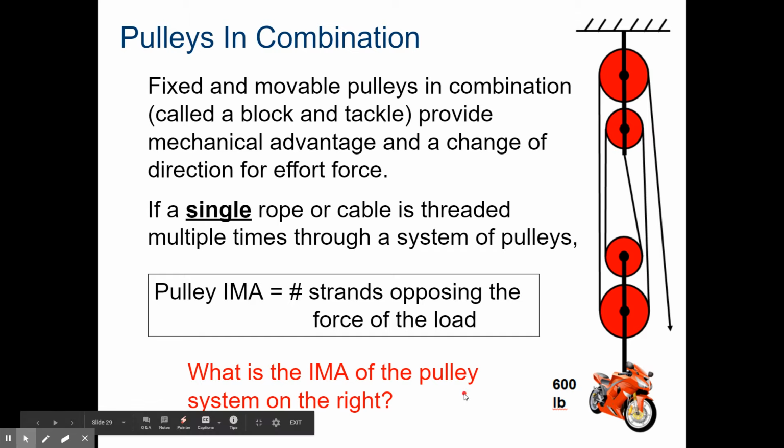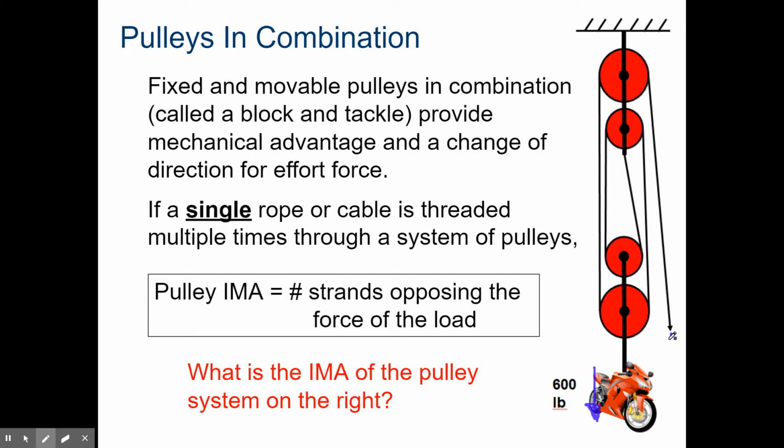All you have to do is count the number of strands opposing the force of the load. So here's what we mean. The load, the force of the load's going down. The force of the load's going down.